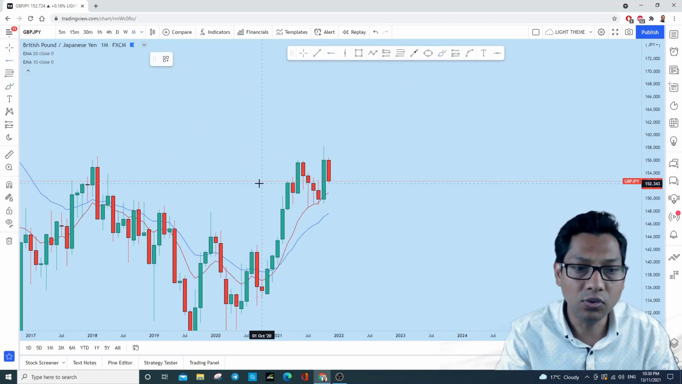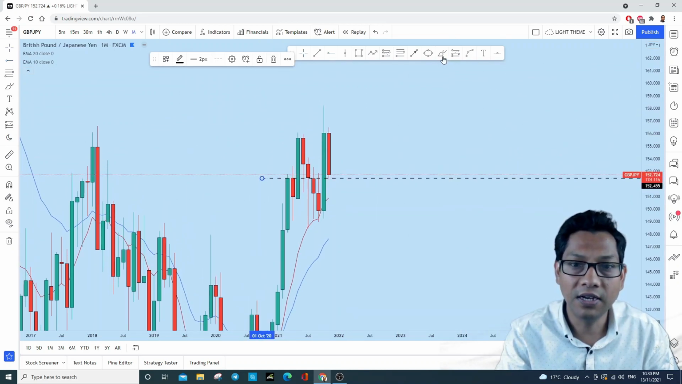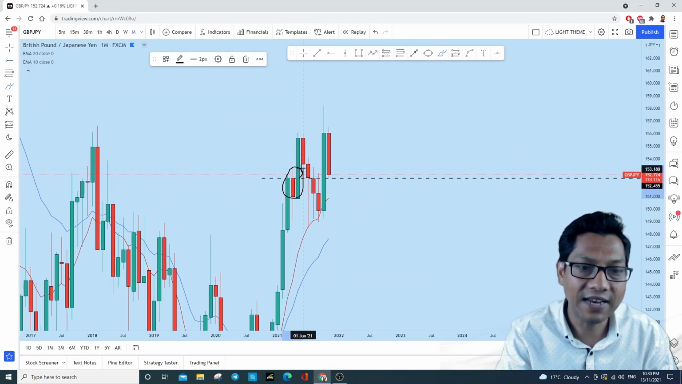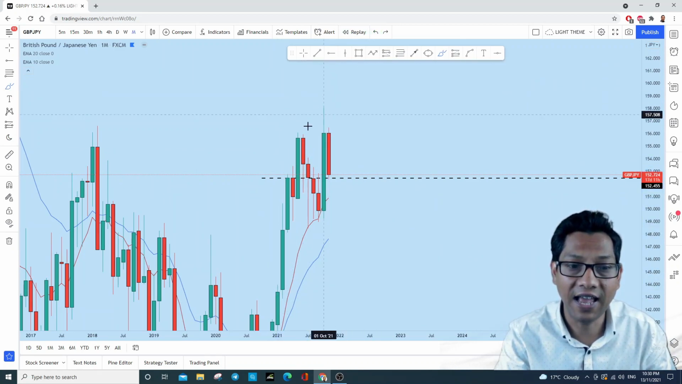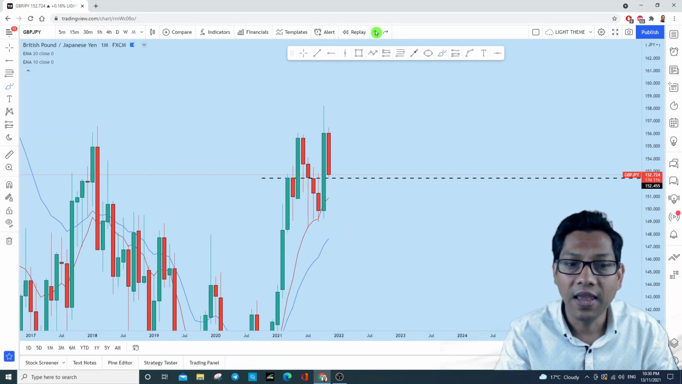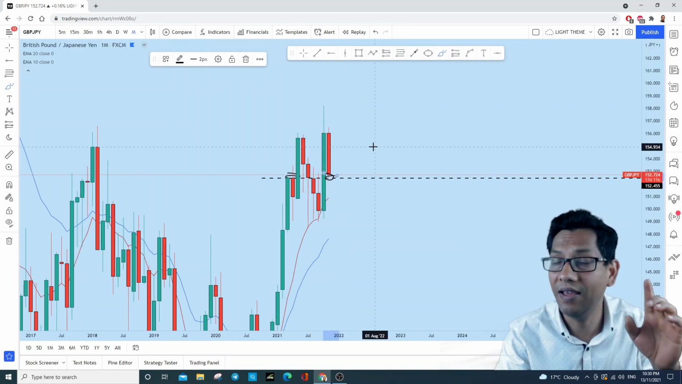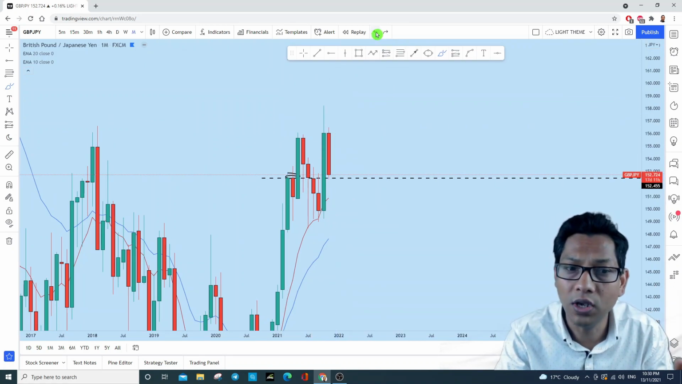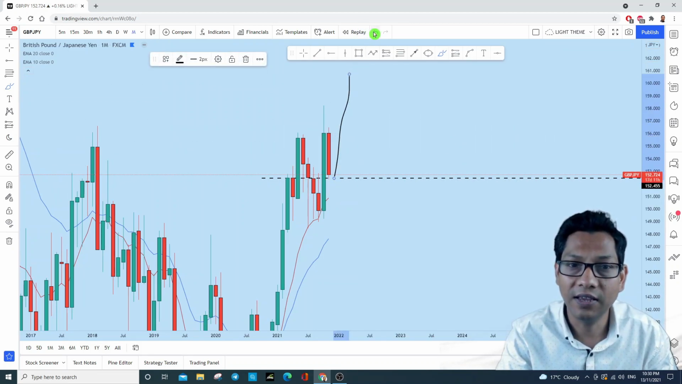At the same time, let me draw this level. What you see is that there is one monthly red candle here among all these green candles, which can act as a strong level of support for this move. And as usual, the price is just on this level of support. So we have two confluences for moving this price straight from this zone.